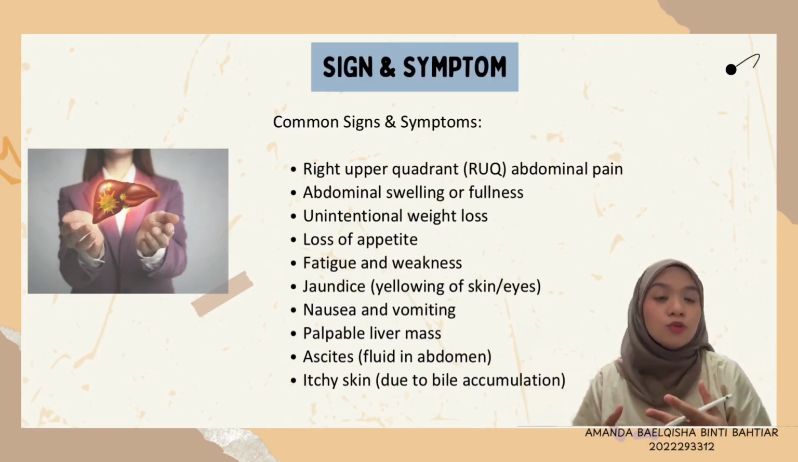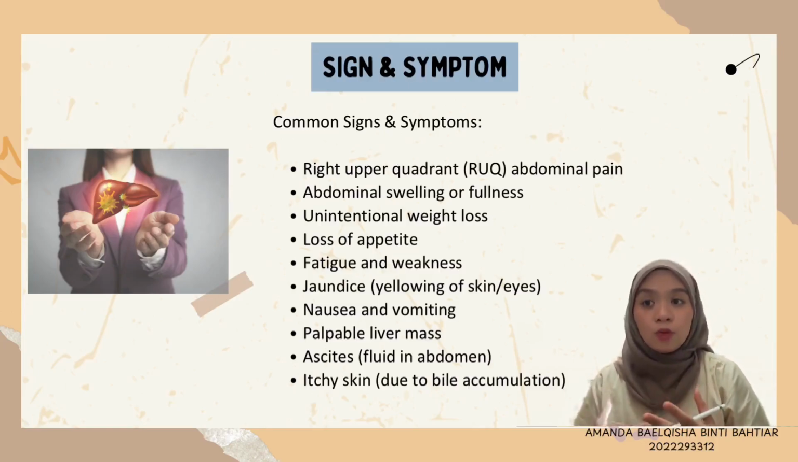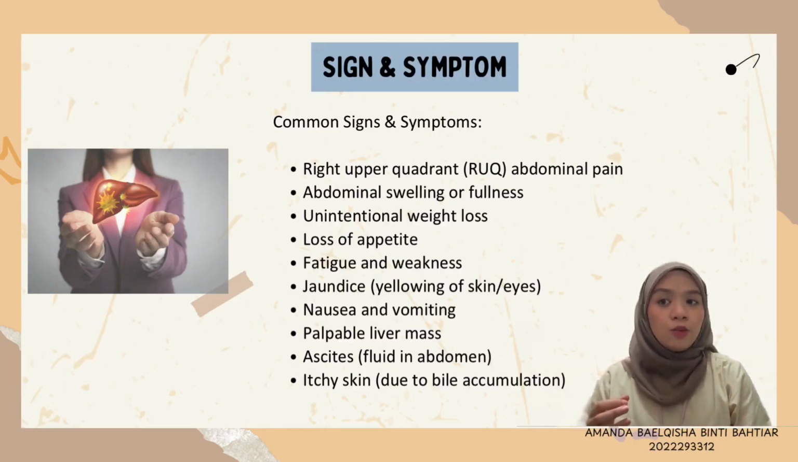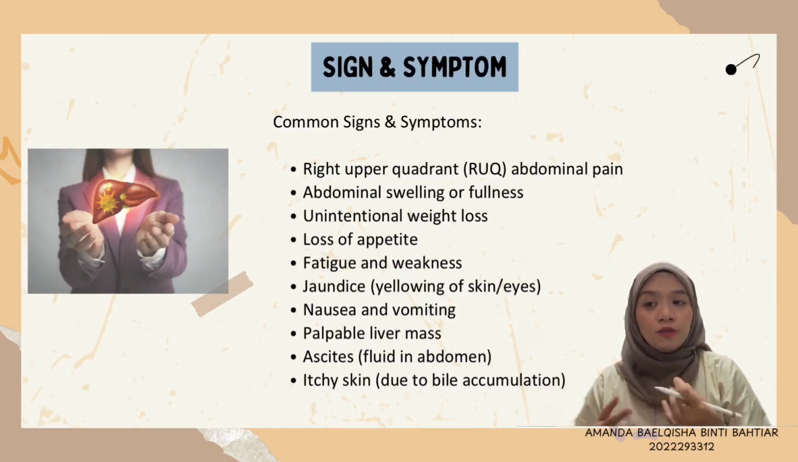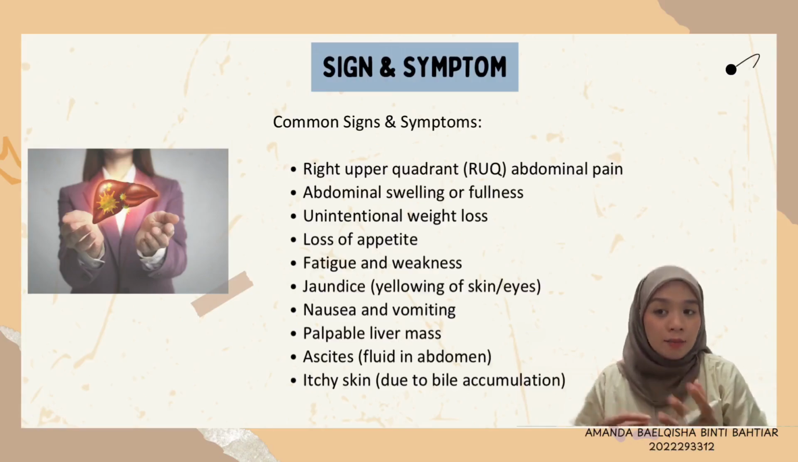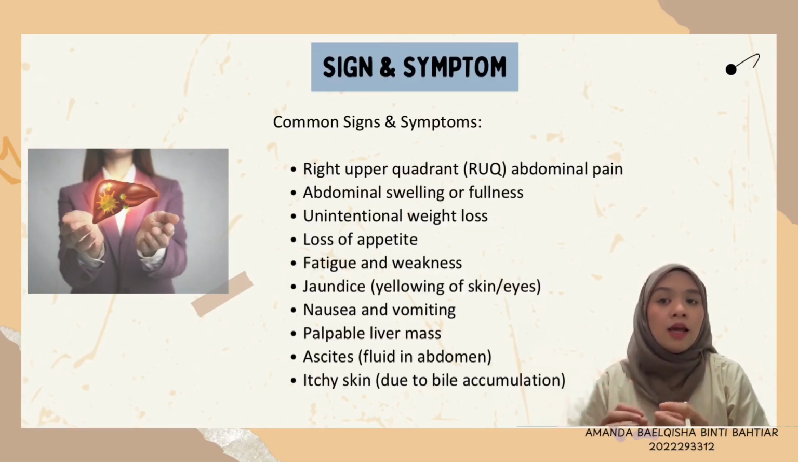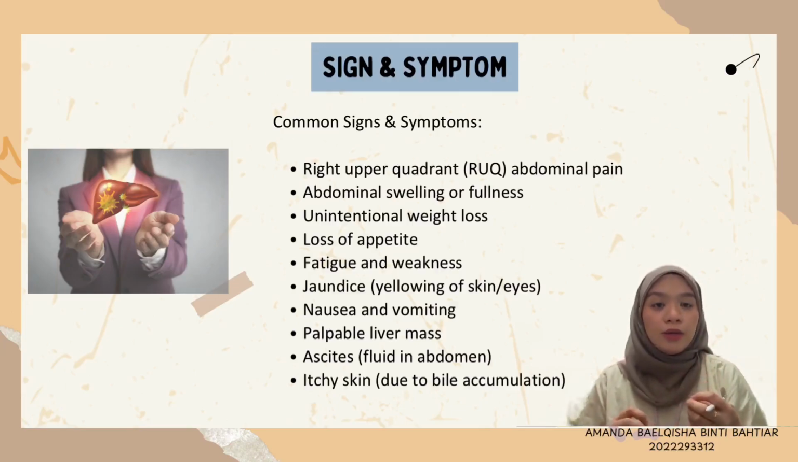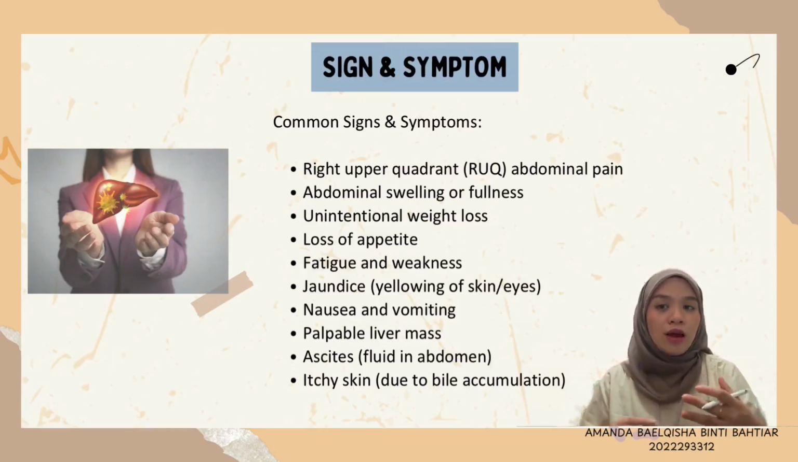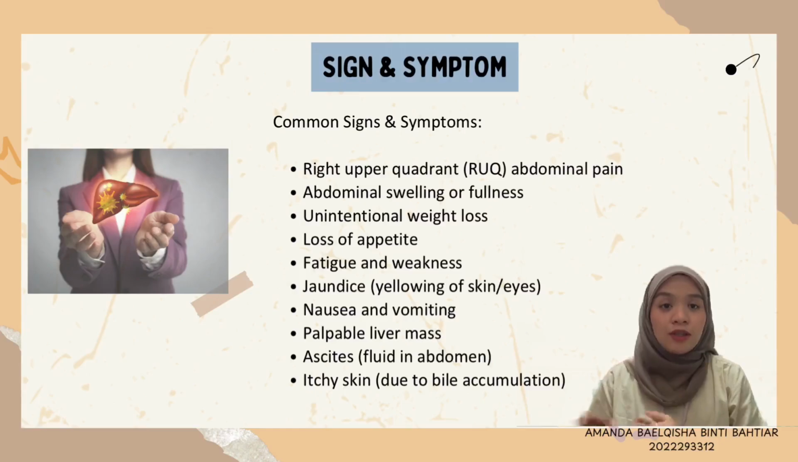As the tumor grows, the most common symptom is pain in the right upper quadrant of the abdomen, where the liver is located. Patients may also experience abdominal swelling or fullness, unintentional weight loss, and loss of appetite. Other frequent symptoms include fatigue, weakness, and jaundice, which is the yellowing of the skin and eyes due to liver dysfunction. Some may also develop nausea and vomiting, and in advanced cases, we can palpate a liver mass or fluid in the abdomen known as ascites. Occasionally, patients will also have itchy skin due to bile accumulation in the body.